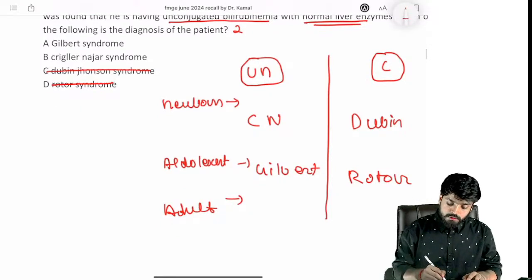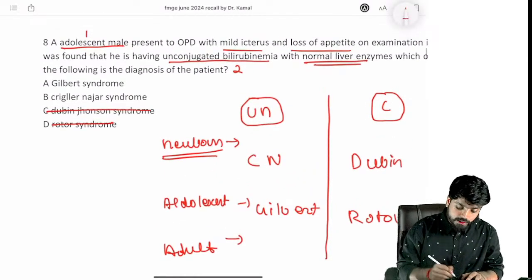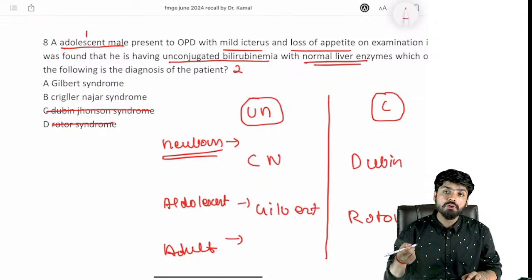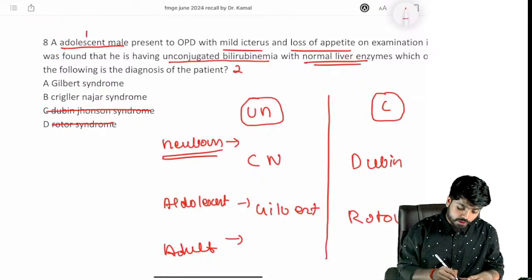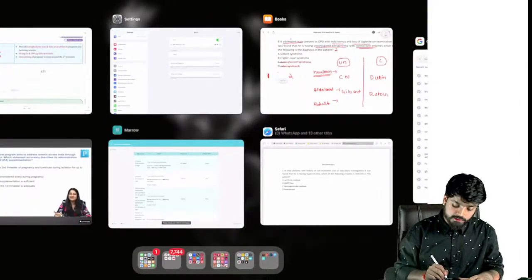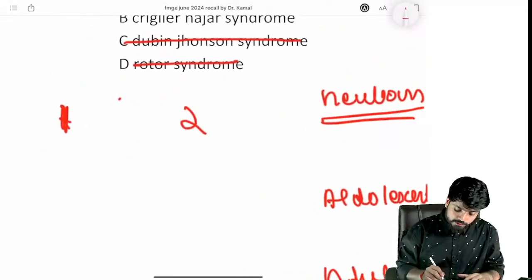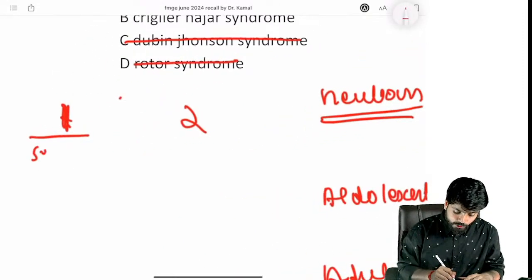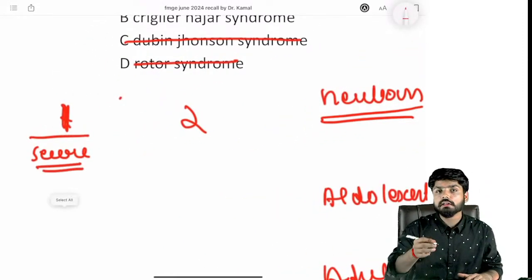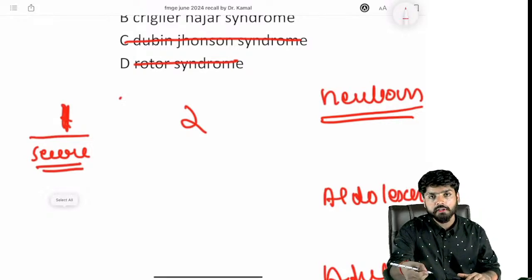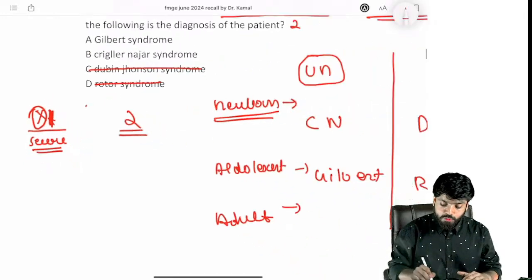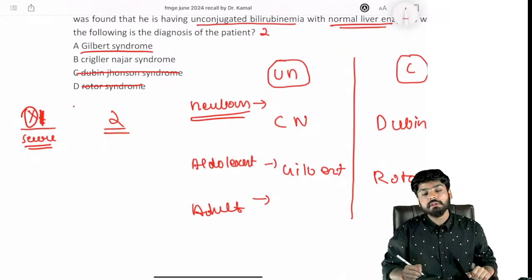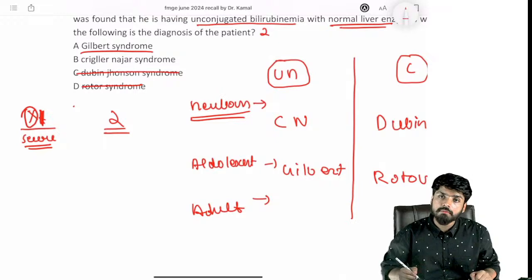Why did I tell you about the adolescent male? Because even if we want to differentiate between Crigler-Najjar and Gilbert syndrome, there are two types of Crigler-Najjar: type 1 and type 2. You have to understand that Crigler-Najjar 1 is the most severe type. But mild icterus is given here, so definitely it's not Crigler type 1. What about Crigler type 2 and Gilbert? How are we going to differentiate between them, because both have mild symptoms?